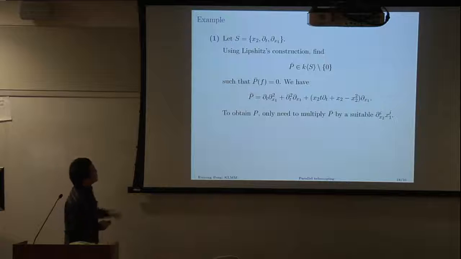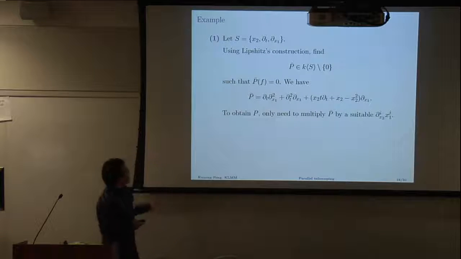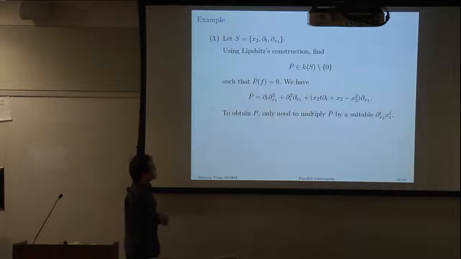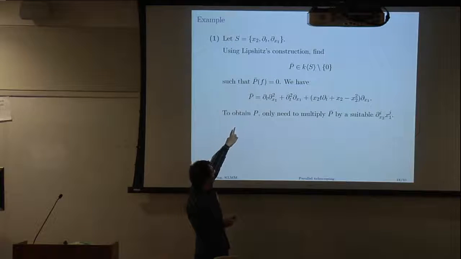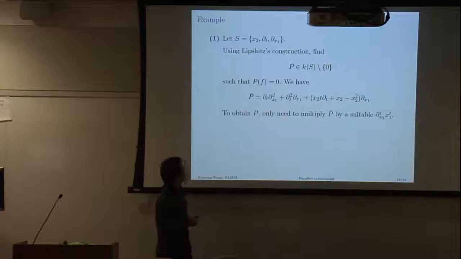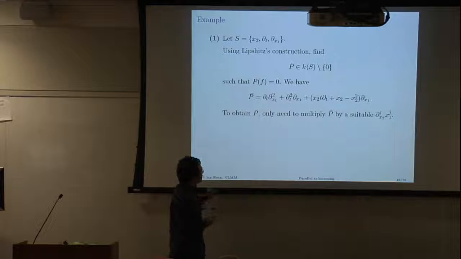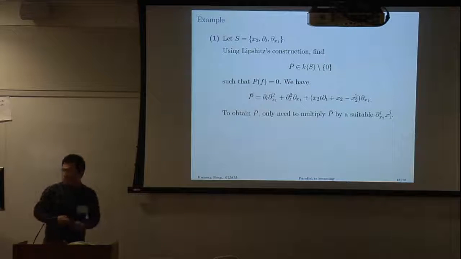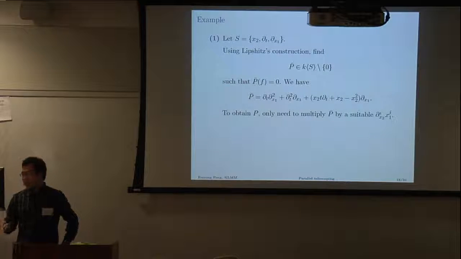The first step: let the capital S be this set, and then by Lipschitz construction, we find a non-zero element p bar in this subalgebra such that p bar f is 0. Here we have p bar, it's this operator. And then to get the p, we only need to multiply p bar by a suitable monomial in xi and dxi.